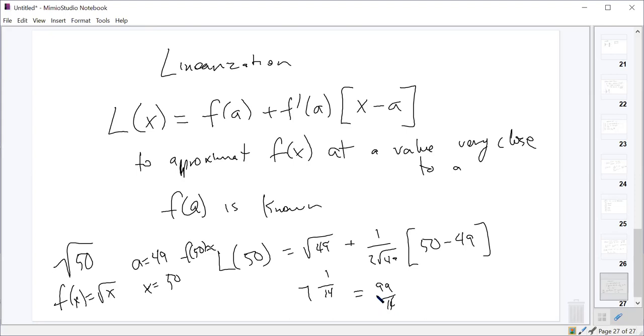And that's our basic idea of how linearization works. We only really want to use linearization on small scales where the value that we're looking for is very, very close to a value that we know the actual numeric value for. Good or no?